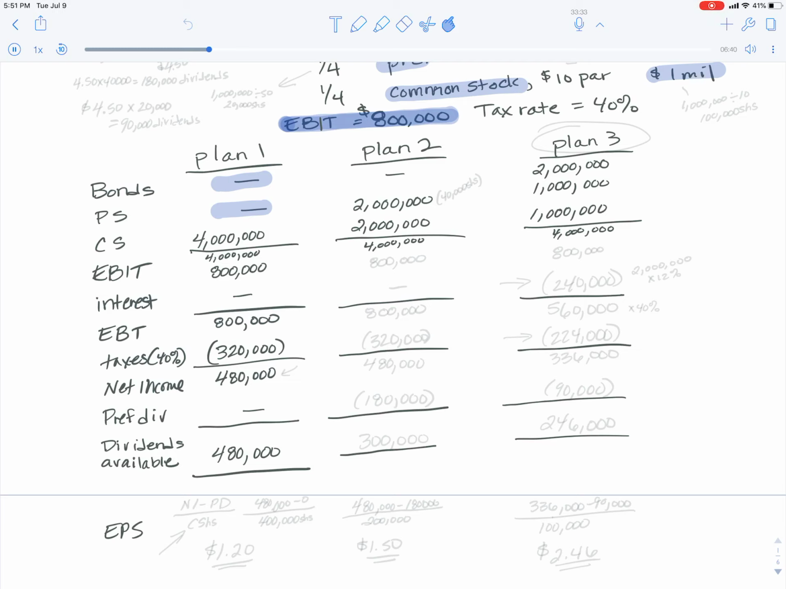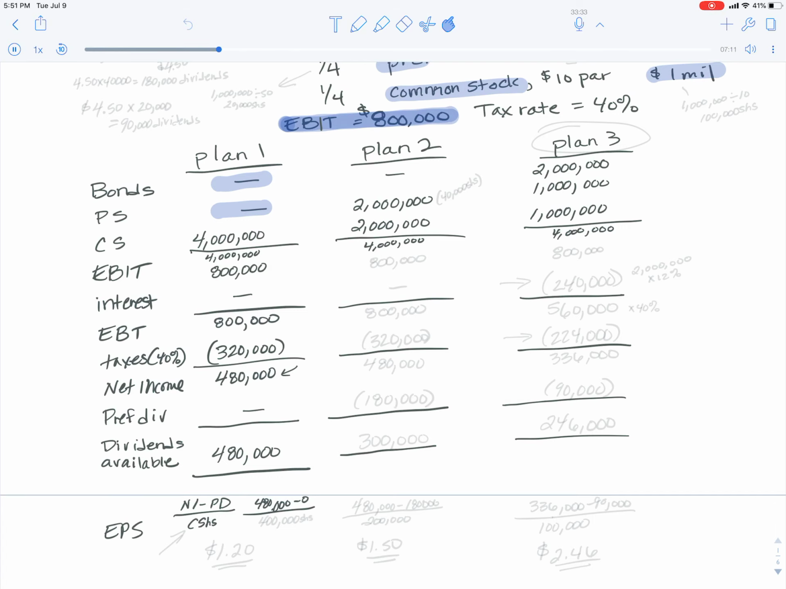So let's calculate earnings per share. Earnings per share is net income minus preferred dividends over the number of common shares outstanding. So net income here is 480, minus 0 because we didn't have any preferred dividends. And that is, well, we have to figure out the number of shares.